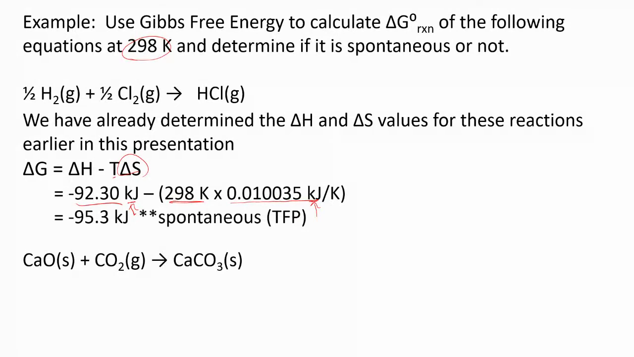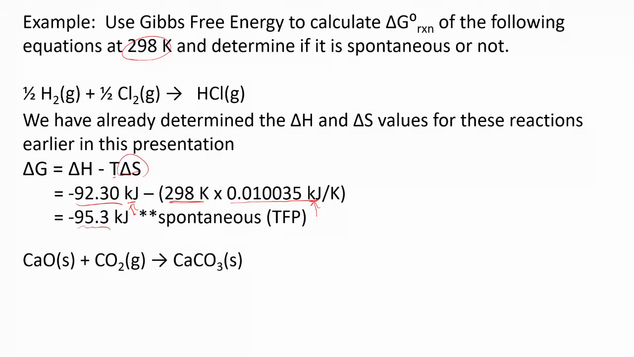When you solve for this, you find an overall negative 95.3 kilojoules. This is a spontaneous process. The formation of hydrochloric acid will happen spontaneously without the help of any outside sources.